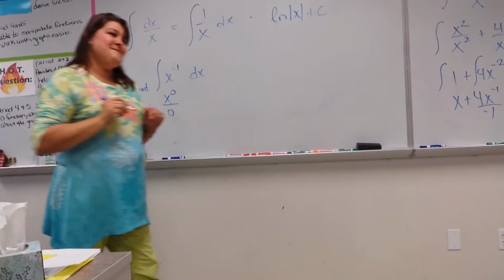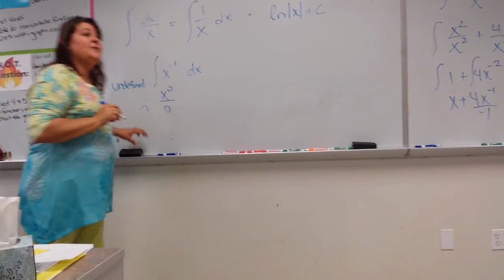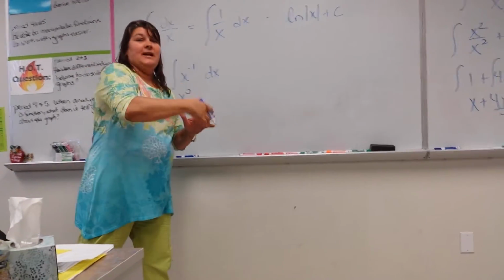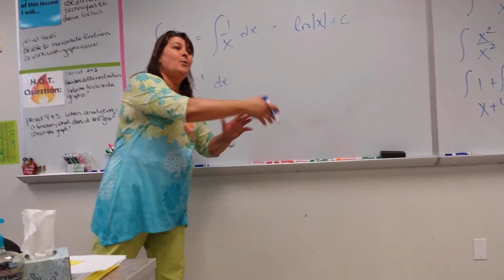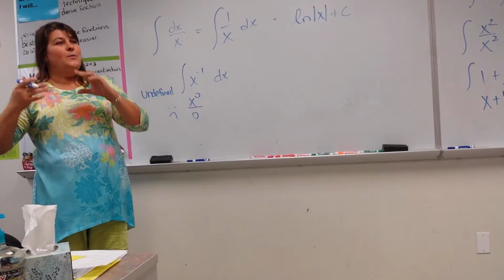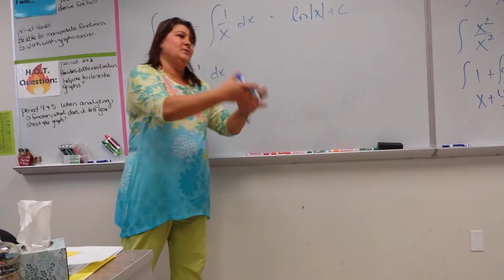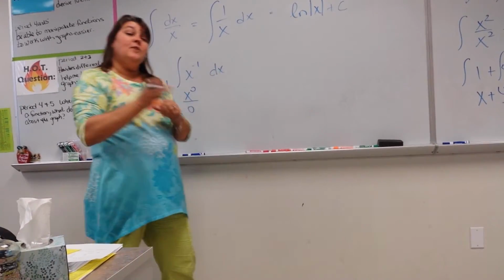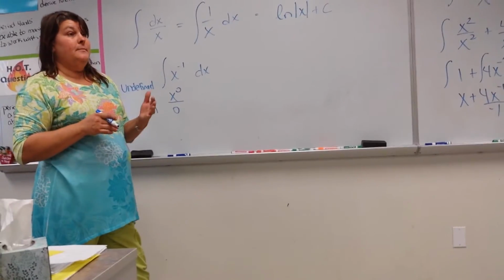Now, let's talk for a second. What is the derivative of the natural log of x? 1 over x. So what's the integral of 1 over x? Natural log of x plus c. Okay, so it's on your bright colored sheet of paper, both of them. That's the cool thing.